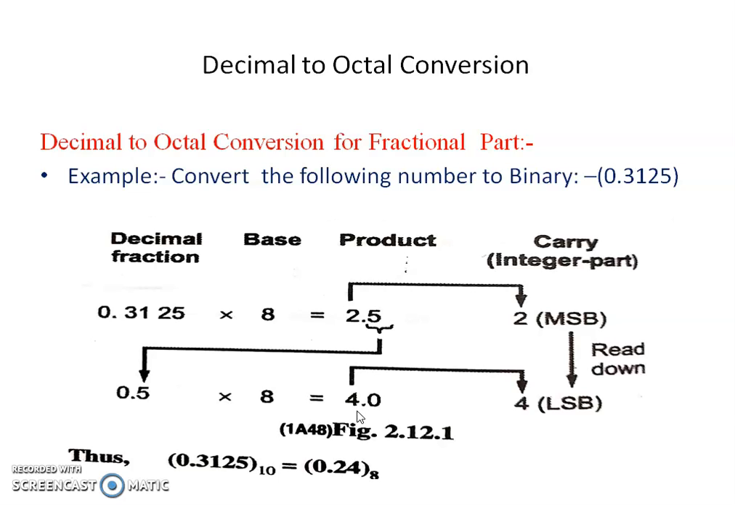The last carry is the LSB of the equivalent octal number, and the equivalent octal fractional part is obtained by reading the integers from top to bottom. It is always read from top to bottom, that is MSB to LSB. For the integer part, we obtain LSB to MSB, and for the fractional part, MSB to LSB. Now our answer is 0.24 in octal. So that is how we convert decimal to octal.